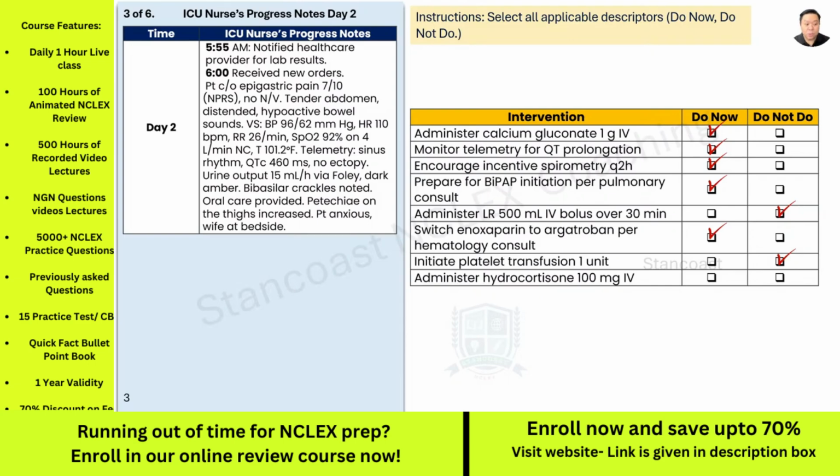So what you should do here instead is to monitor the patient closely for the signs of significant bleeding, maybe mucosal oozing or maybe hematuria, and make sure that you follow up on the hematology's recommendations to start the argatroban, which will help protect the patient from clot formation, and it will also allow platelet levels to gradually recover. Now, moving into our last option, we have administer hydrocortisone 100 milligrams IV. This is a do not do because there's no current provider order or there is no indication for administering this drug.